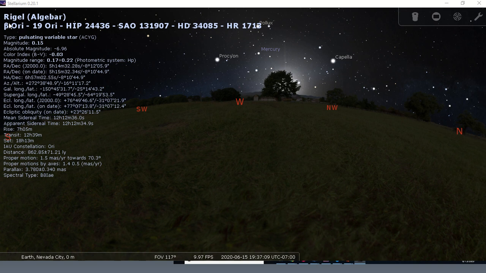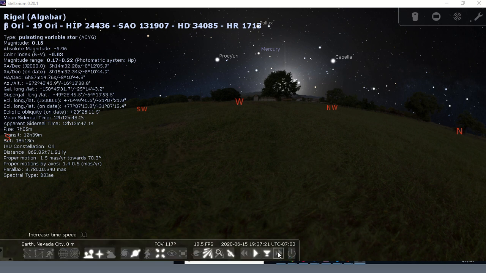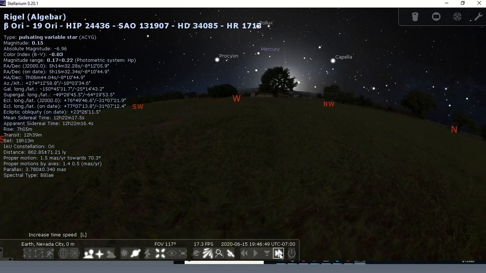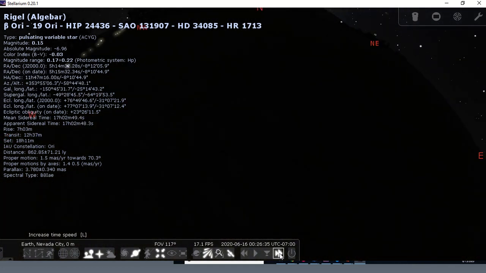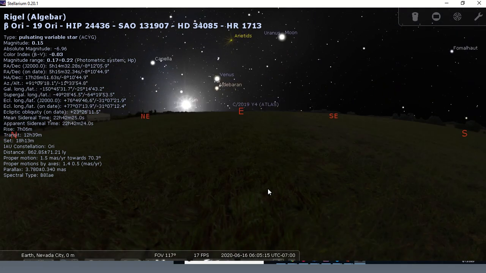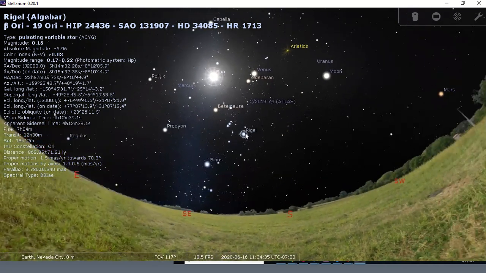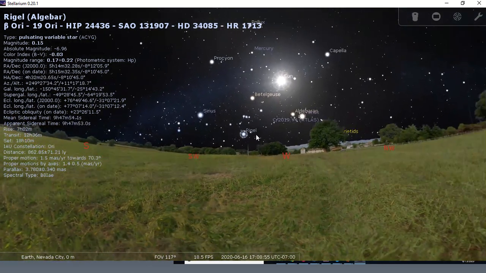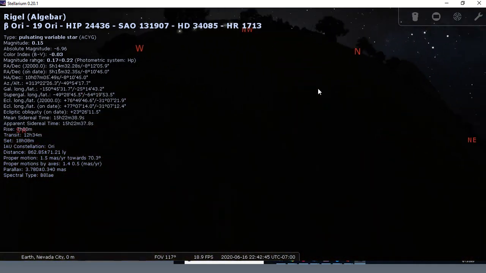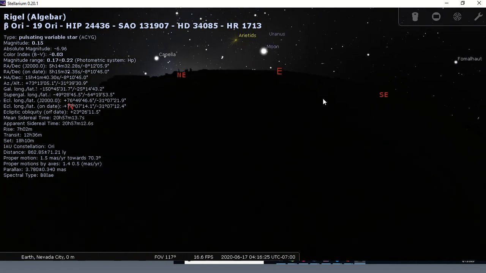Okay, so I centered on Rigel. Rigel is one of the stars that are in Orion. It's called Beta Orionis. Betelgeuse is Alpha Orionis because it's the brighter one of the two, I believe. So let's just see what happens here. Now, when I do this, you'll see that when the sun rises, we can see Rigel right there. We can see it, right? But see, here's the sun. What I have is the atmosphere turned off.